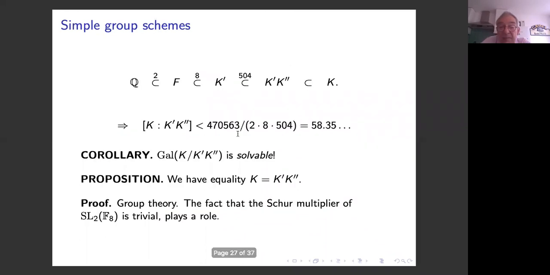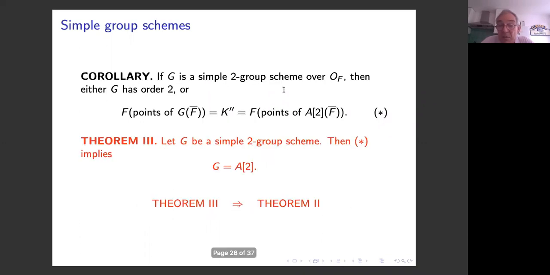And it follows then, so this is what we know. If I have a simple two-group scheme and I adjoin its points to Q(√97), then I get this field here. And this field is the composite of a simple group, the Galois group SL2(F8), times a solvable group of order 8, a two-group. Now, if I look at the action on my simple two-group scheme, this is again a two-group, it must act trivially. So it means that the Galois action is through SL2(F8).